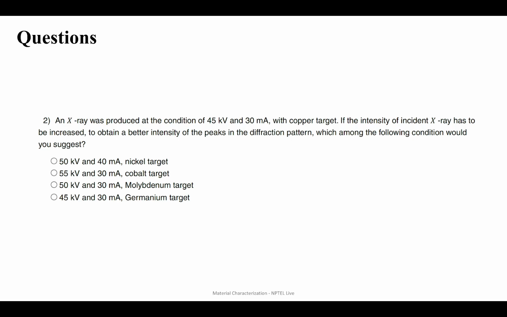An X-ray was produced at the condition of 45 kilovolts and 30 milliampere with a copper target. If the intensity of the incident X-ray has to be increased to obtain a better intensity of the peaks in the diffraction pattern, which among the following conditions would you suggest? A, 50 kilovolt and 40 milliampere, nickel target; B, 55 kilovolt and 30 milliampere, cobalt target; C, 50 kilovolt and 30 milliampere, molybdenum target; D, 45 kilovolt and 30 milliampere, germanium target.